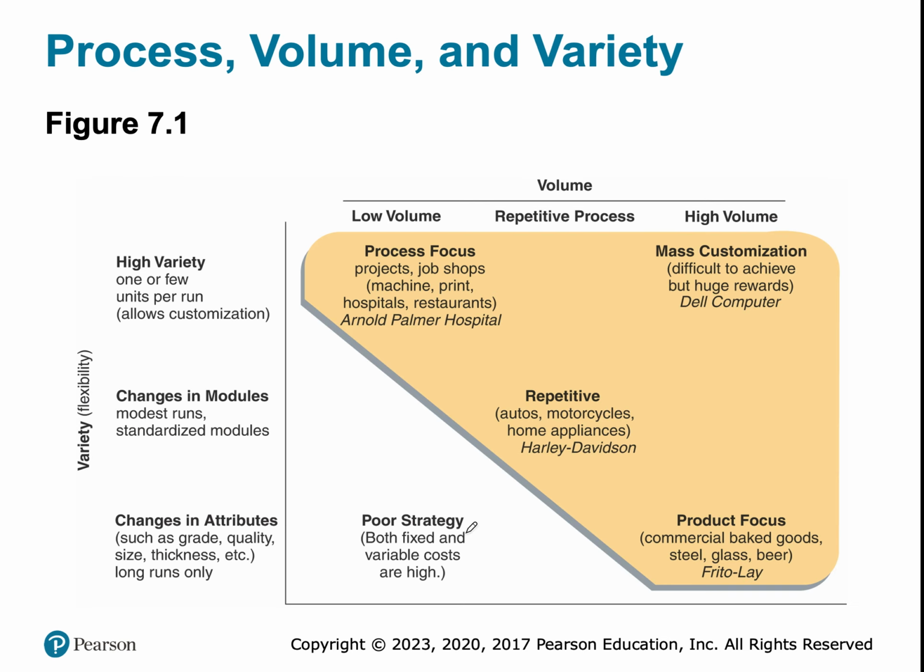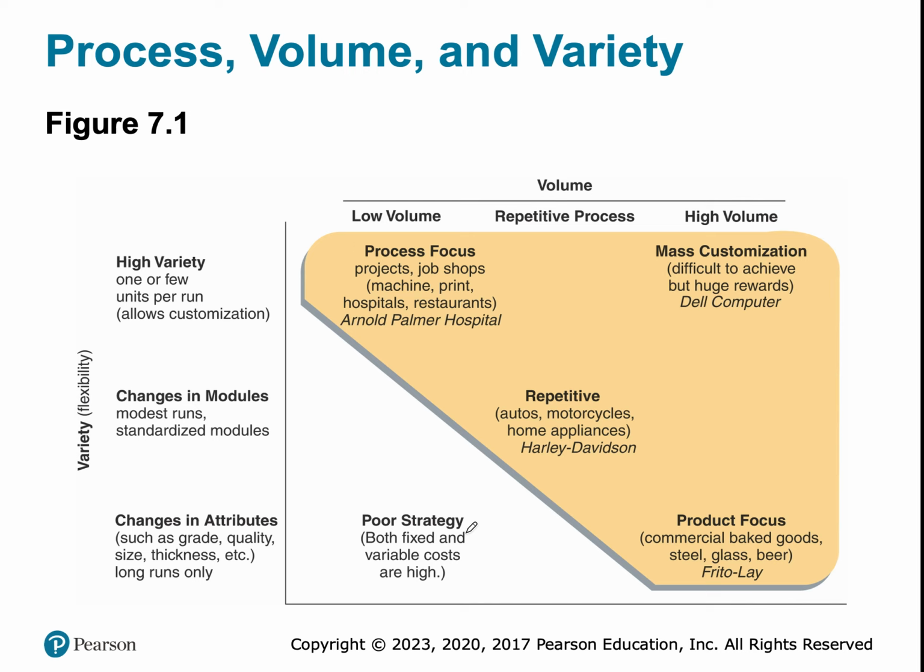Here is a process volume variety flow diagram. Here we are considering things like high varieties, low volume, and so on. You're looking at volume against variety in this diagram. Sometimes you have low volume and high variety.